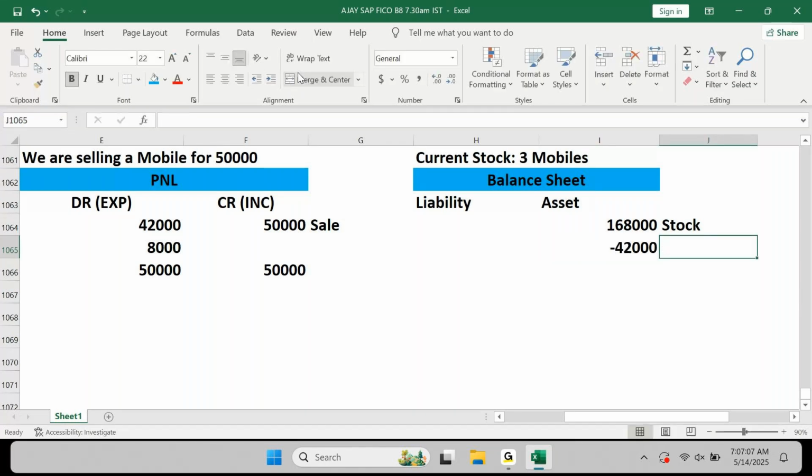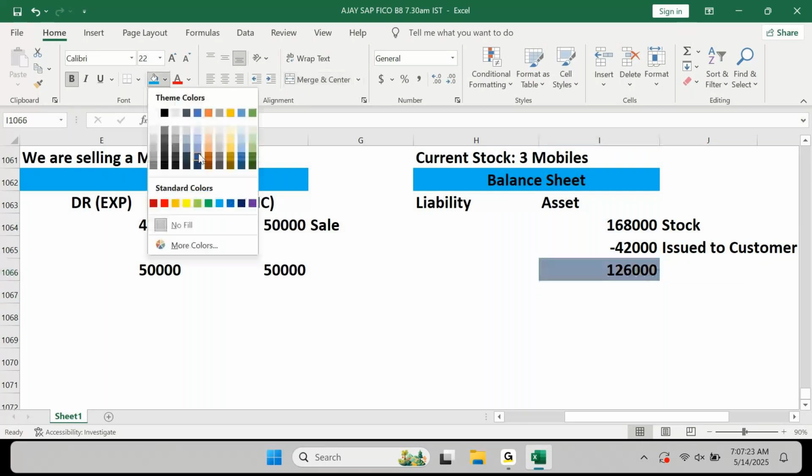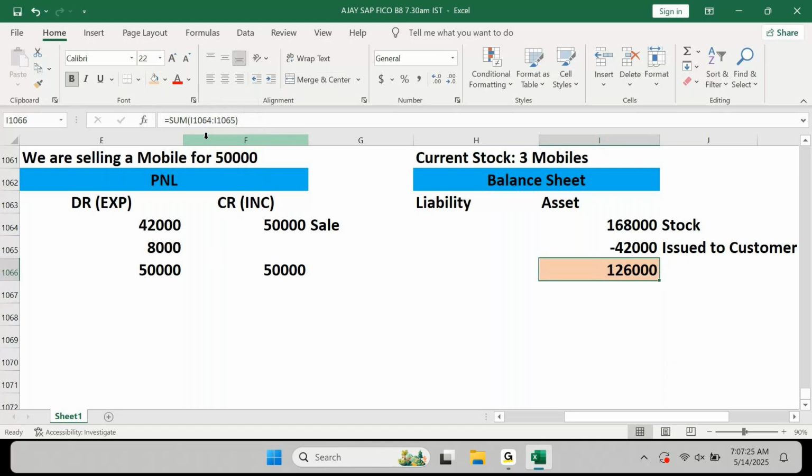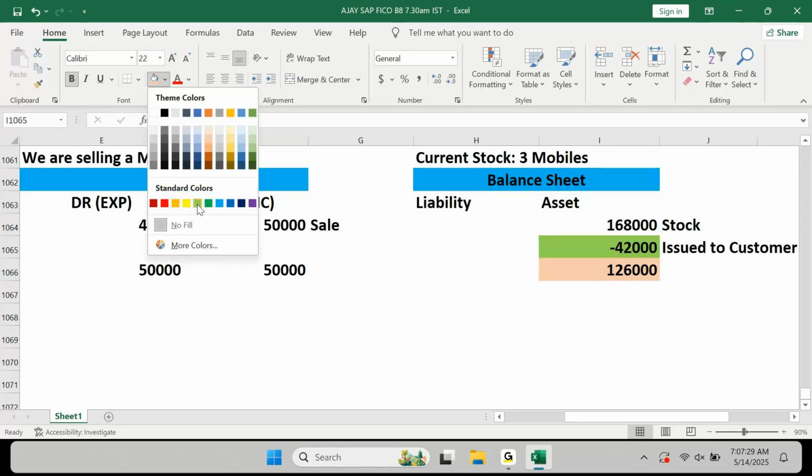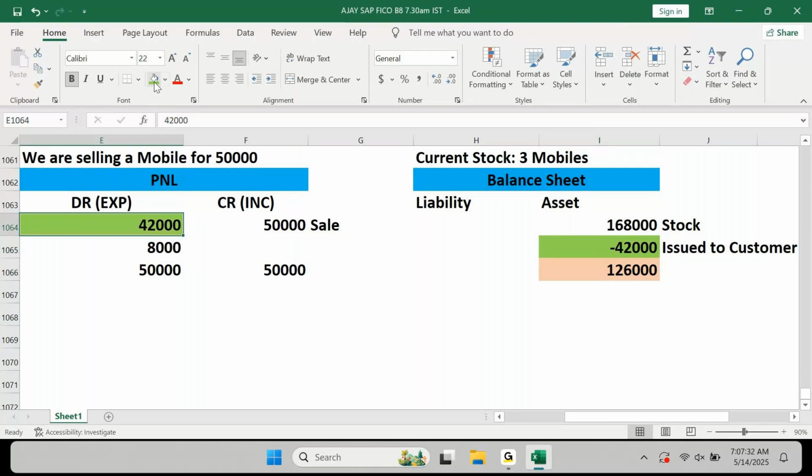This is delivery to the customer, or issue to customer. This is my balance sheet value of the stock. This 42,000 is here. Are these debit and credit? 42,000 taken out from your stock. 42,000 charged to P&L expense.